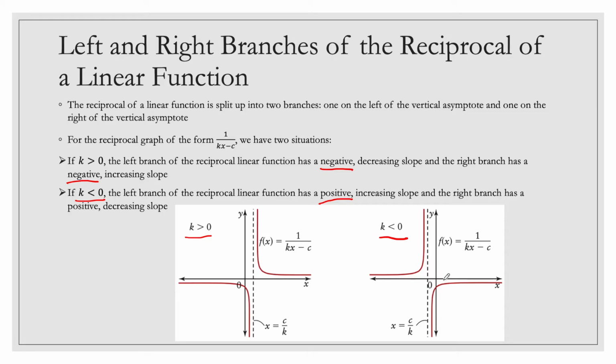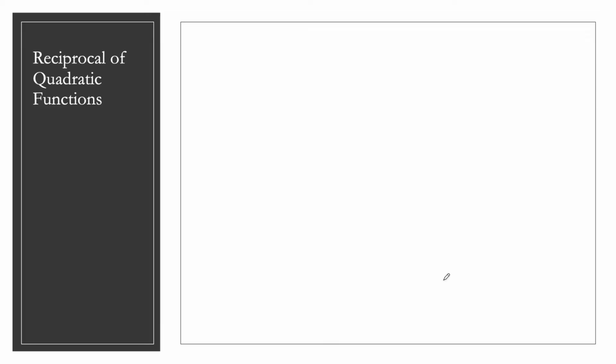Okay, enough about the reciprocal of linear functions. Let's move on to the reciprocal of quadratic functions. The reciprocal of quadratic functions will have some similarities with the reciprocal of linear functions, but it will be slightly different. So let's actually use Desmos to figure out if there are any general properties that we can notice. Let's compare the two graphs here. I'm going to put them side by side. In green will be the quadratic, and in blue will be the reciprocal function.